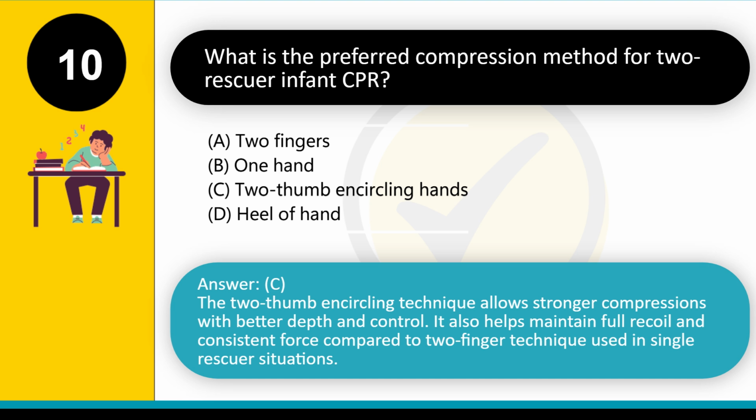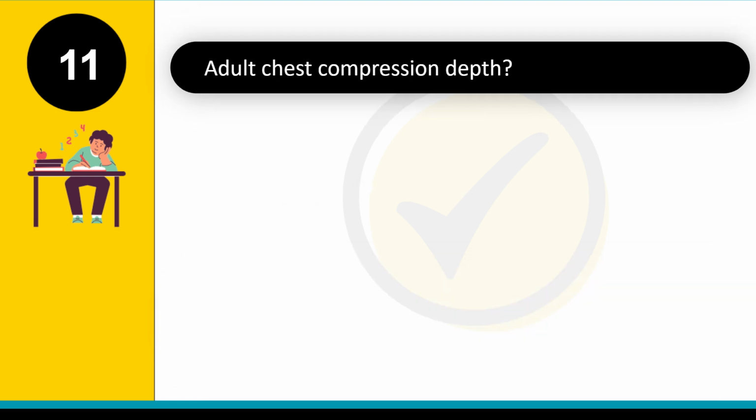The 2 thumb encircling technique allows stronger compressions with better depth and control. It also helps maintain full recoil and consistent force compared to two-finger technique used in single rescuer situations. Adult chest compression depth? A. 3 cm. B. 5 to 6 cm. C. 7 to 8 cm. D. 4 cm. Answer, B.